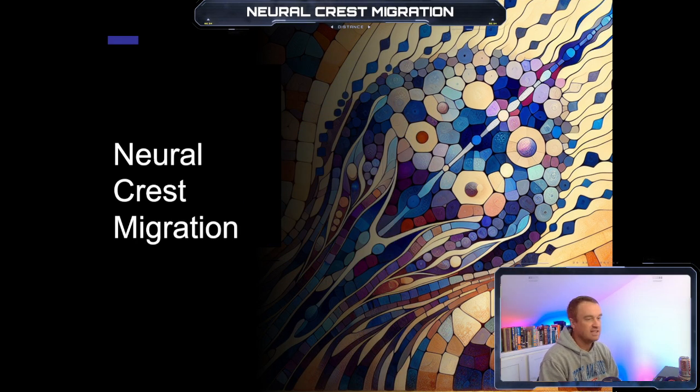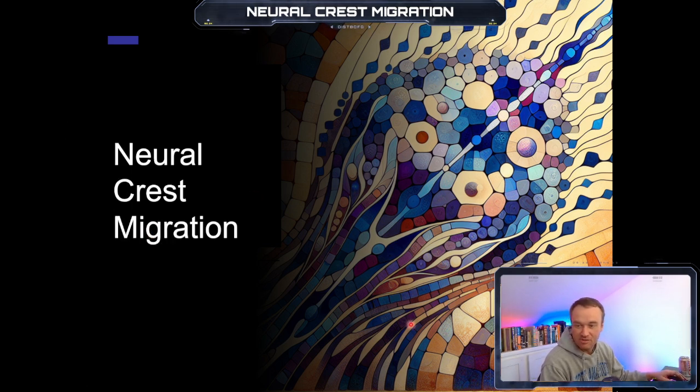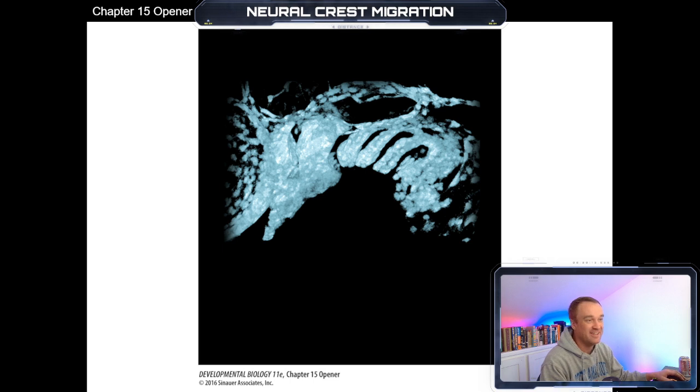All right, let's talk neural crest migration. This is a cubist neural crest image. Looks like stained glass to me. It's very abstract. All right, let's move on.